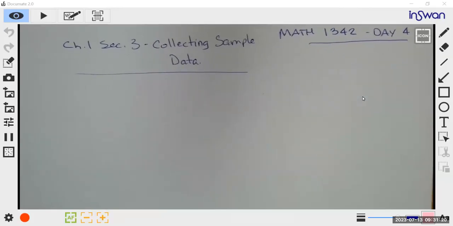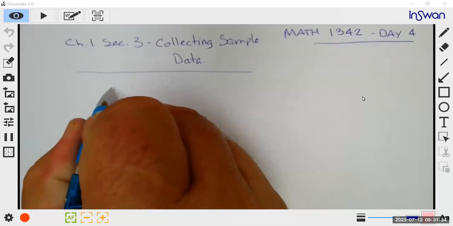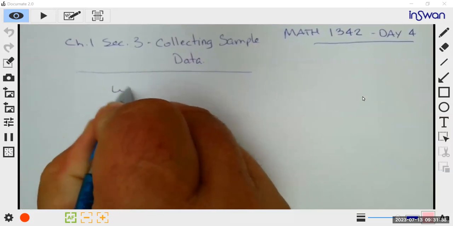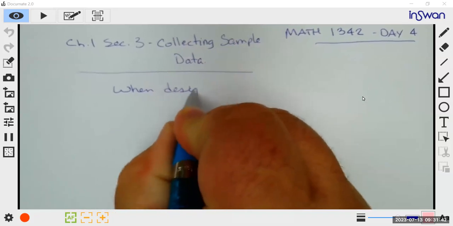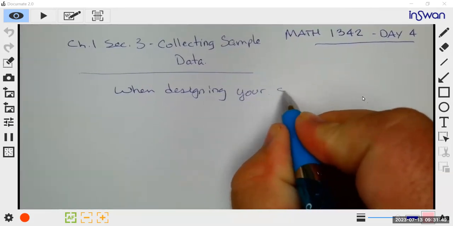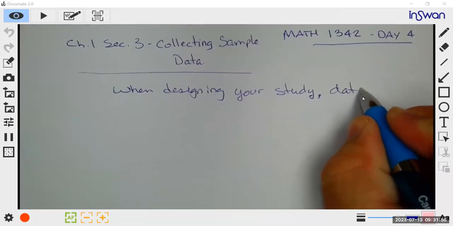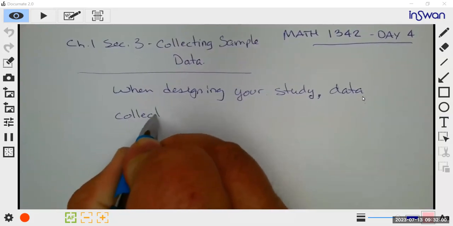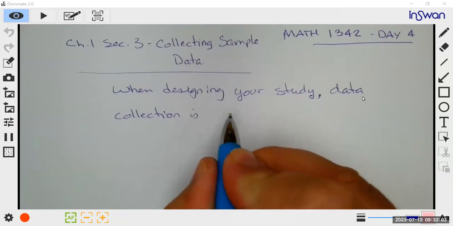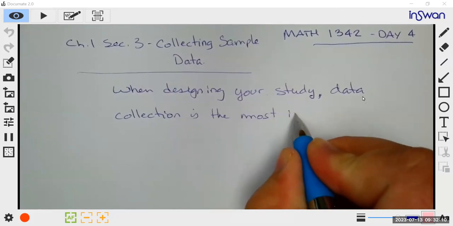All right, today we're going to talk about collecting data. What does it entail? Where does it fit in the whole process of things? Because basically, when designing your study, data collection is the most important.